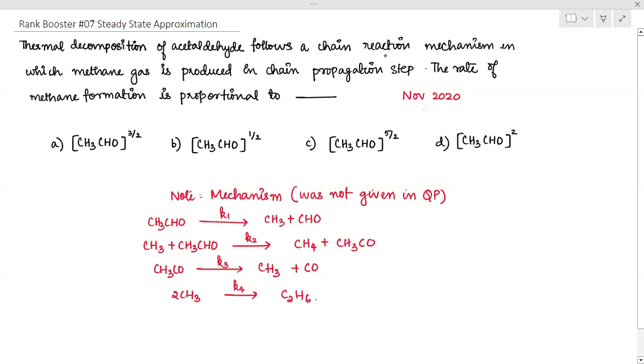Hello, everybody. So today we have another rank booster on steady state approximation. This is actually a beautifully crafted question.